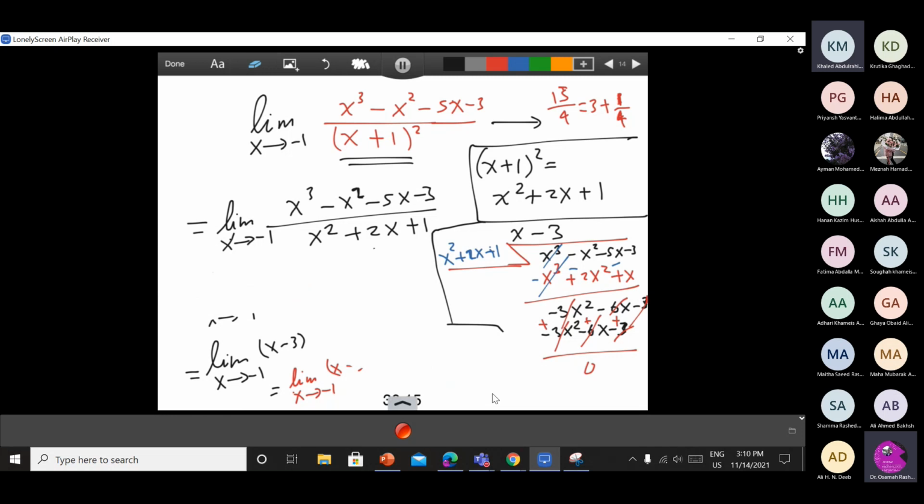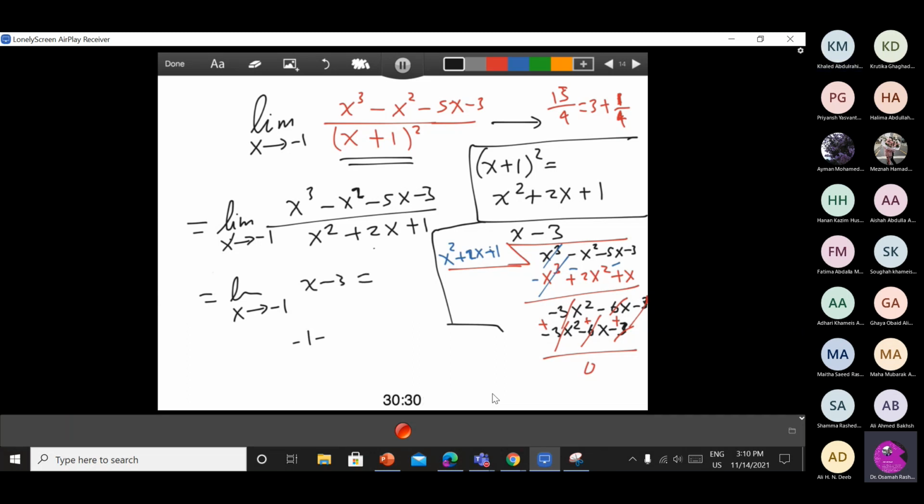So, doctor, we will substitute, right? Yes. So now it will be the limit when x tends to minus 1. What is the result? It will be x minus 3. So when you substitute, minus 1 minus 3, minus 4. Minus 4, right? Okay.